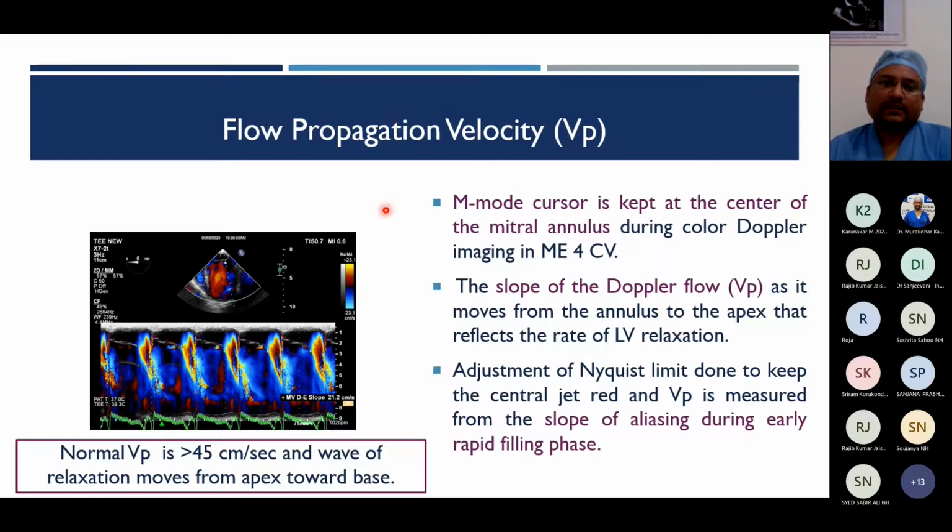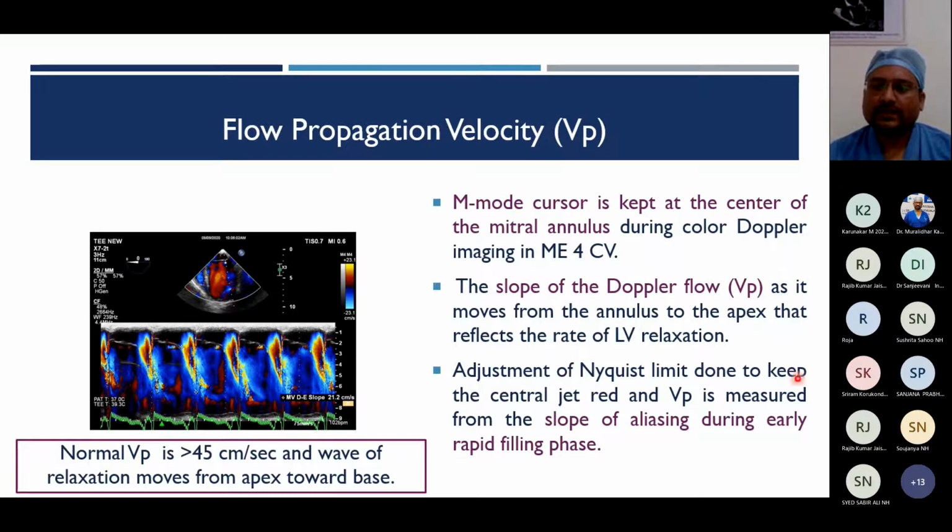Coming to the flow propagation velocity. The flow propagation velocities are achieved by putting a color M mode across the mitral inflow, and the color sector is selected from the LA, that means the near field to far field up to the apex. And this color sector is then interrogated with color M mode. And the slope of the Doppler, that is VP, as it moves from the annulus to the apex, reflects the rate of LV relaxation.